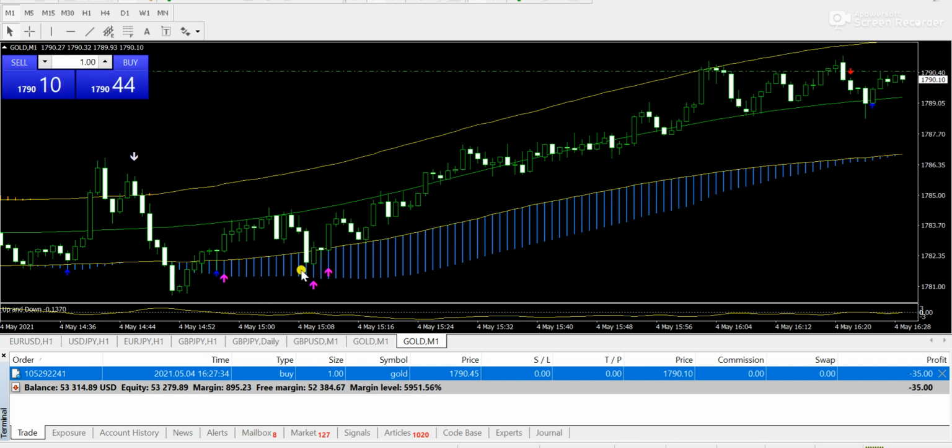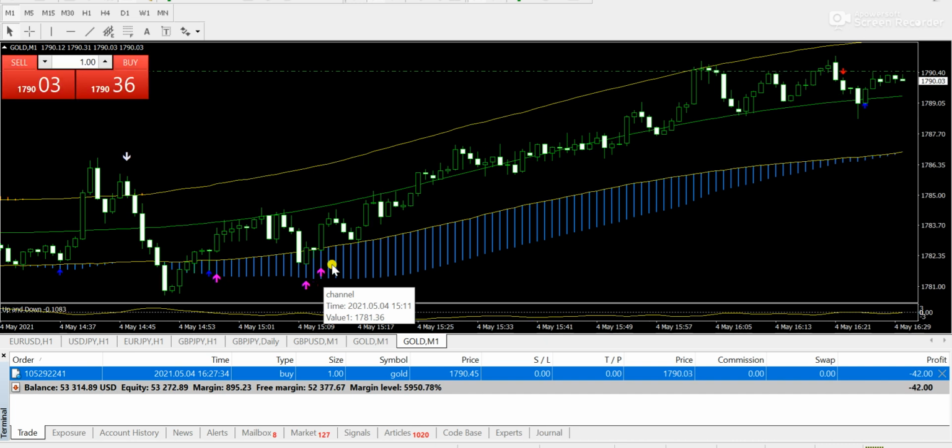One more important thing about this indicator: when you receive a pink arrow, this is a more perfect signal that the market can go into the upward direction. So always keep an eye on the pink arrows as well, because after we receive a pink arrow, I have mostly seen that the market goes into the upward direction.